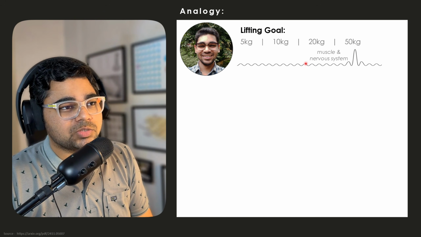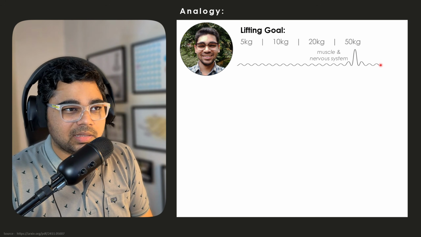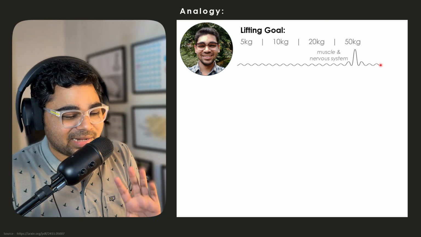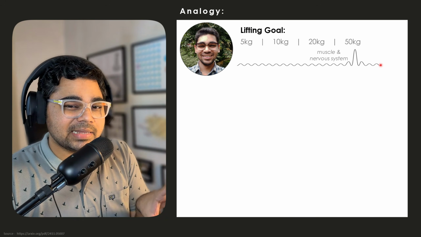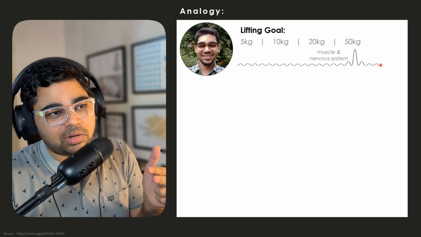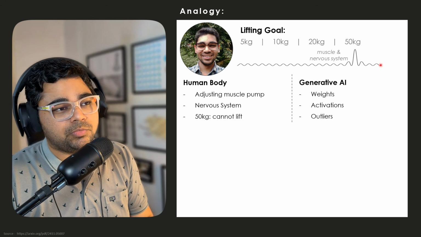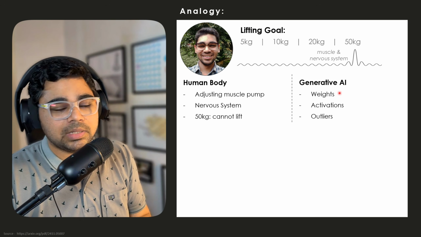So suddenly there is going to be this massive spike. Okay, let's not go into what I can lift right now. But if I can connect these weights, activations and outliers to a human body, this is what it would look like. So weight would be the muscle pump.